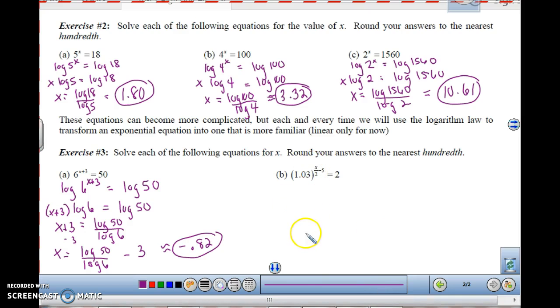Okay, so let's try this one. 1.03 to the x over 2 minus 5 is equal to 2. All right, I want to take the log of both sides. Log of 1.03 to the x over 2 minus 5 is equal to log of 2.